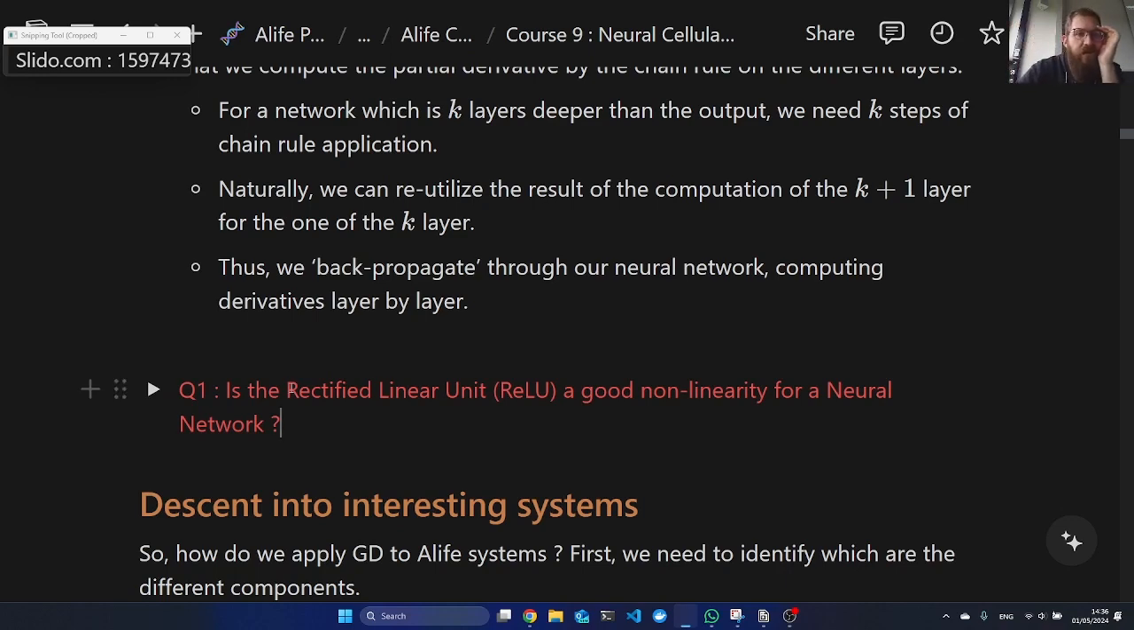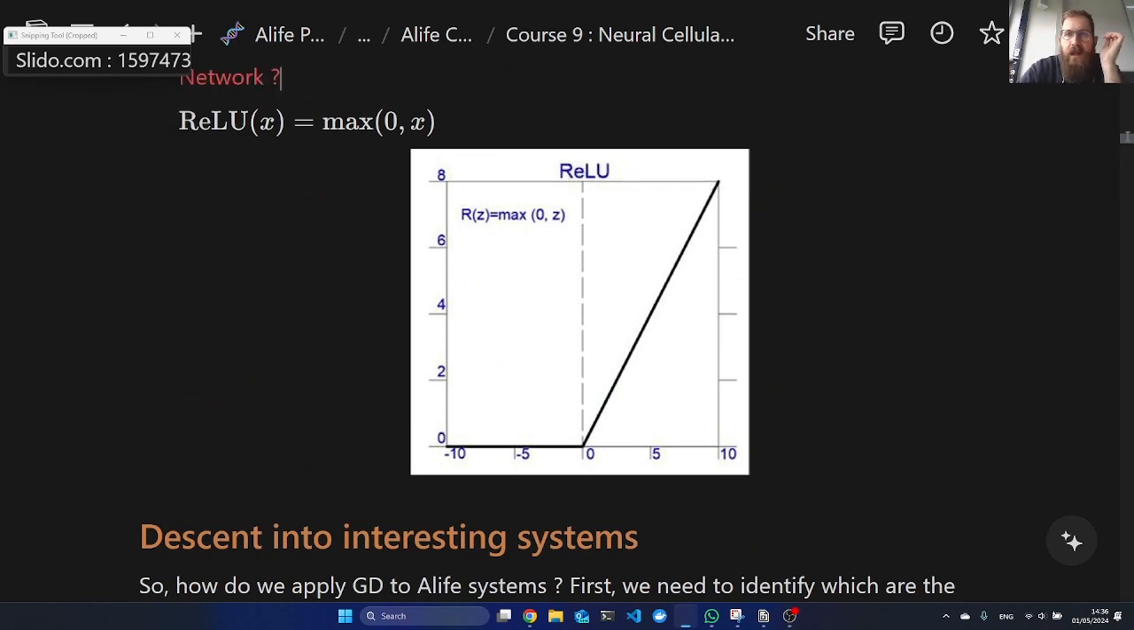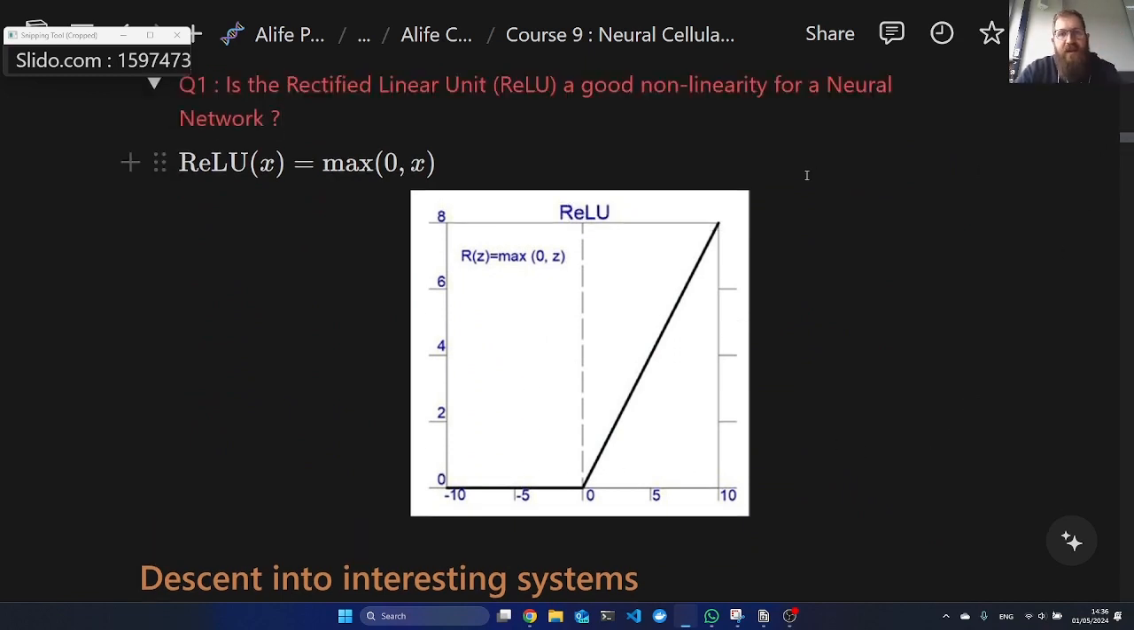So is the rectified linear unit, which is this function here, in your opinion, if you know, you know, but if you don't know, is it a good nonlinearity to apply to the neural network?